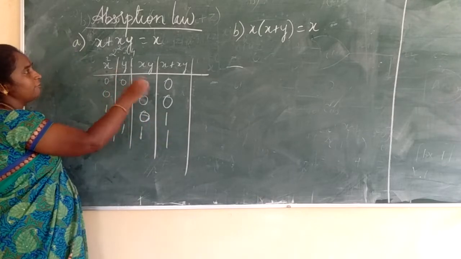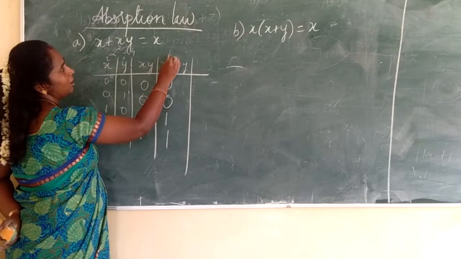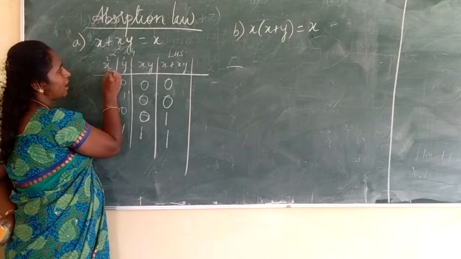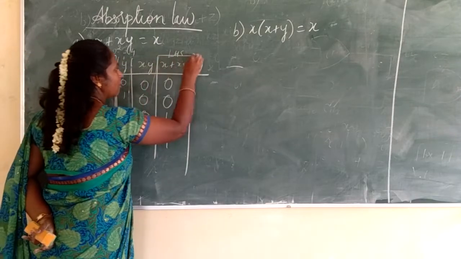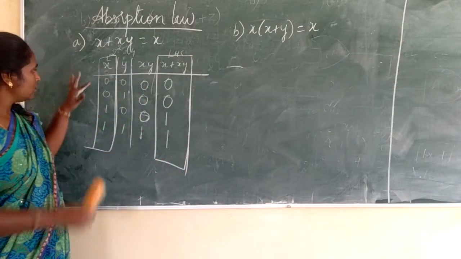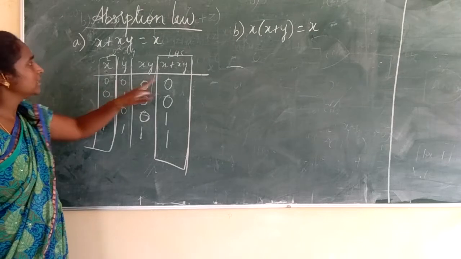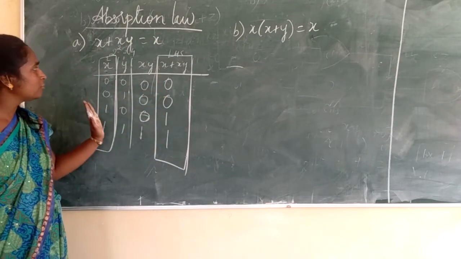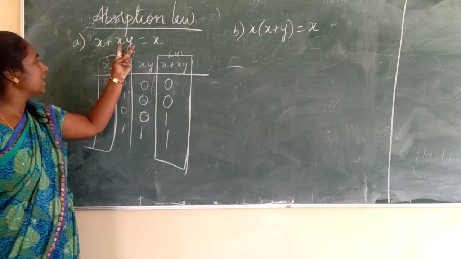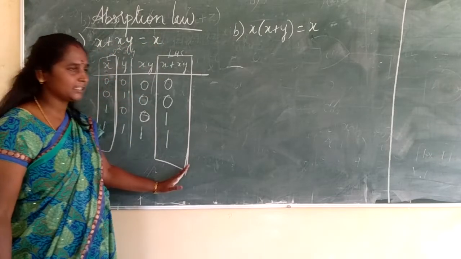Now see the value of this, your LHS, and this is your RHS. See the value of x and the value of x plus xy. So 0, 0, 1, 1, and here 0, 0, 1, 1. So it is logically proved with the help of the truth table that x plus xy is equal to x.